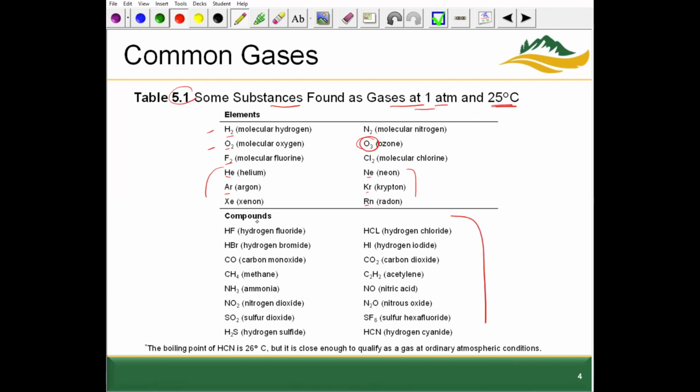Here's some other compounds as well, just to be aware of. So something you might recognize is like carbon dioxide. That exists as a gas at this temperature and pressure. Carbon monoxide, methane gas, sulfur dioxide, etc.